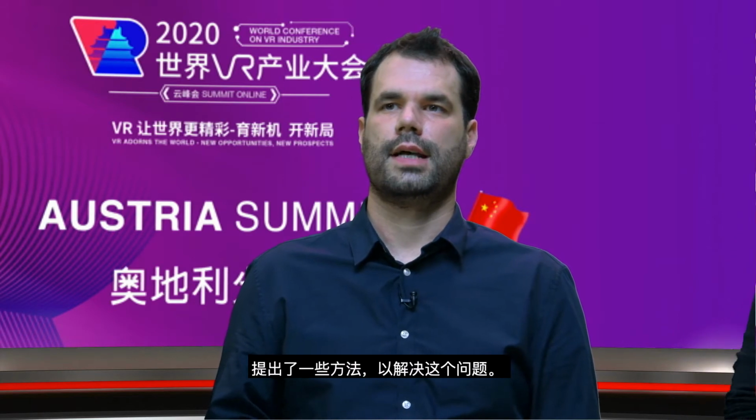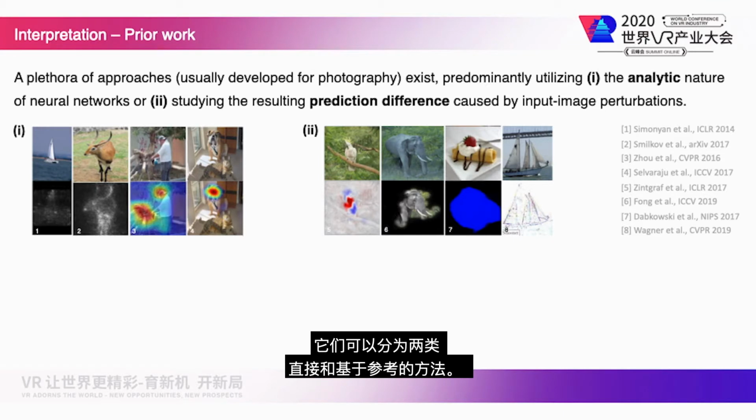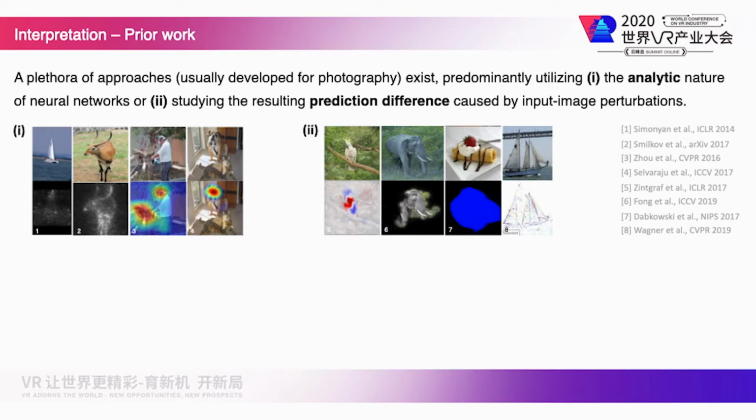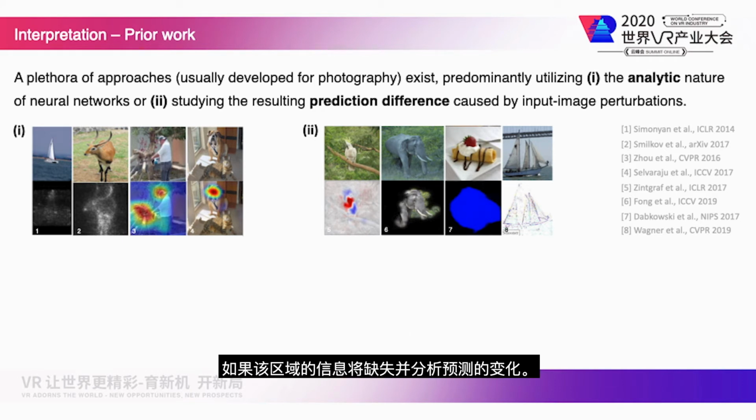Next, let's take a look at our contribution to the interpretation framework. A plethora of approaches have been presented addressing the problem of classifier decision visualization. They can be partitioned into two classes, direct and reference-based approaches. Direct approaches utilize the assumed analytic nature of a network, while reference-based methods study image regions influenced by counterfactual reasoning and analyze how the prediction changes if the region's information were missing.